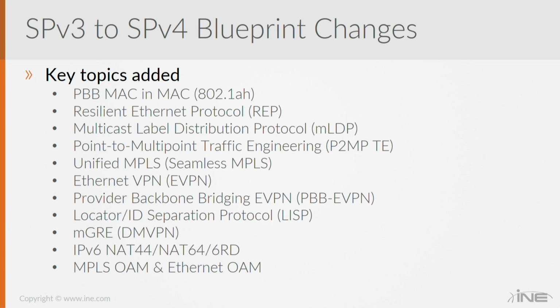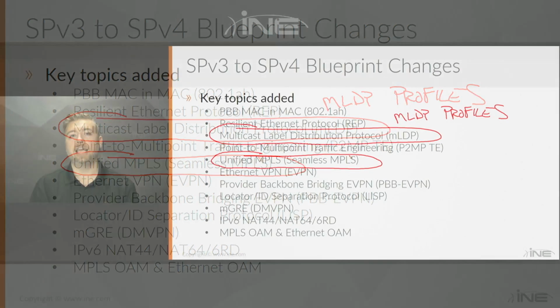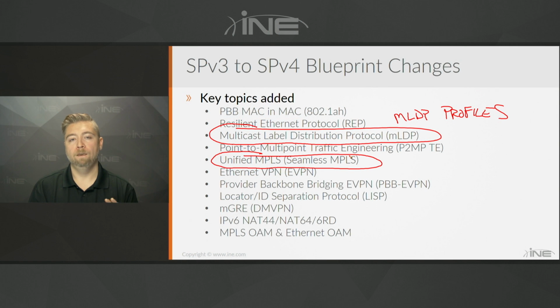Now, in terms of topics that were added in the v4 blueprint, some of the key ones would be multipoint or multicast label distribution protocol, MLDP. And we need to talk about the different MLDP profiles that go along with this. Unified MPLS or seamless MPLS was added to the blueprint, and we'll see that this is not a specific feature per se, but it's a combination of routing logic that we put together in order to get to this solution.